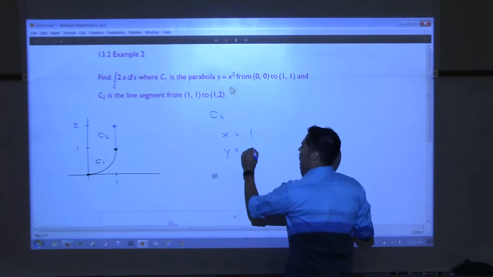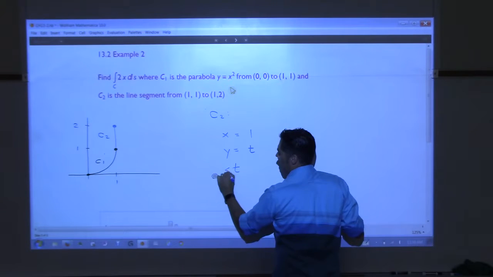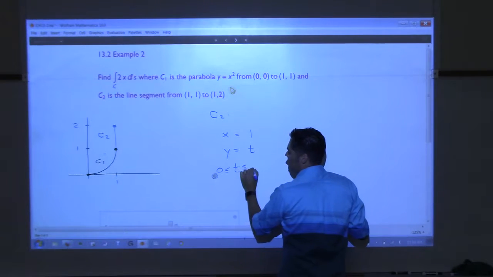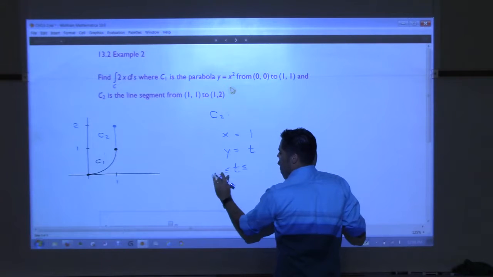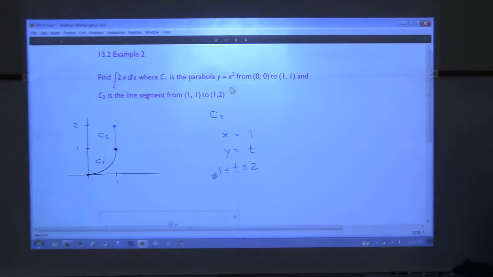So why not we just let y be t, and then let t go from 1 to 2. That would work, wouldn't it? Wouldn't that work? That would work. But I need us to think about something else here. Could we do this a different way?